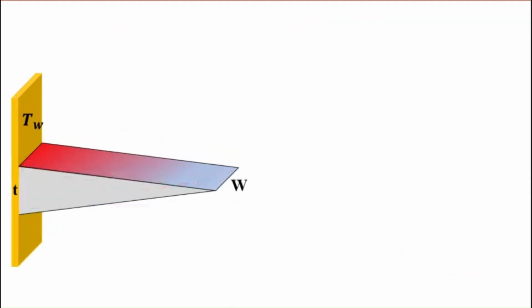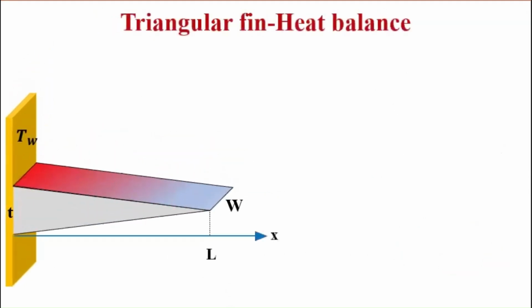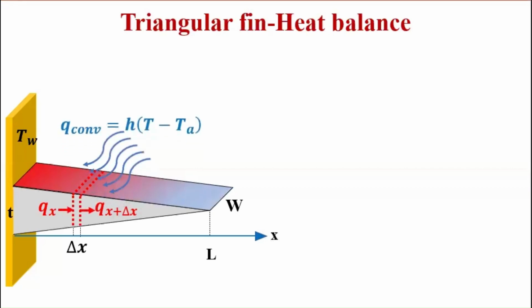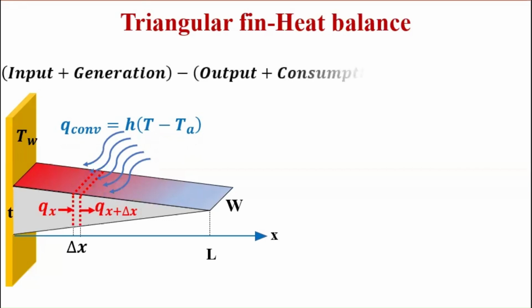To derive the governing equation, consider a small control volume element of length delta x located between positions x and x plus delta x from the fin base. The surface area of this element varies along the fin length. Heat enters and leaves the control volume by conduction and is simultaneously lost to the surroundings by convection. The general heat balance for the control volume states that the sum of heat input and generation minus the sum of heat output and consumption equals the accumulation.